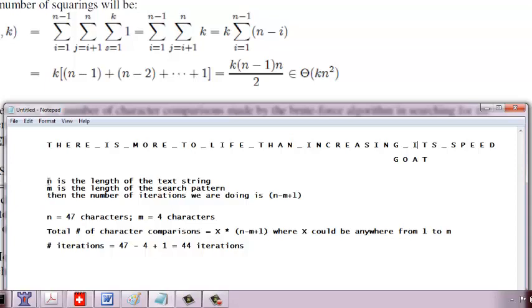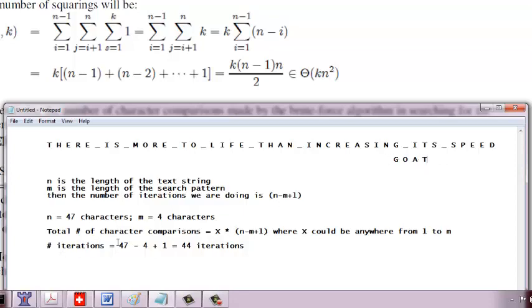Okay, so if n is the length of the text string, which is in this case 47 characters, and m is the length of the search pattern, which is in this case 4 characters, this is what the algorithm tells you. The total number of character comparisons is some x times n minus m plus 1, where x could be anywhere from 1 to m, which is the length of the search pattern. As I said, we do at least one comparison to check whether the first character matches with what is there in the text corresponding to the iteration, and at most we could do m comparisons in general, if m is the length of the search pattern.